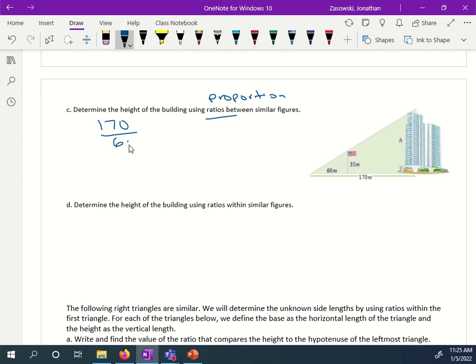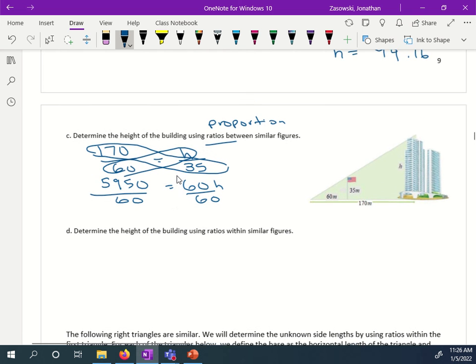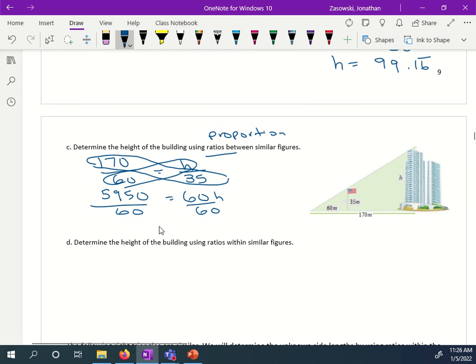170 over 60 equals, now remember, h over 35. So did we pick consistent? Are we doing big over small, big over small? Yes, we're good to go. Now we cross multiply and we're all set. So we get 60h equals, we already know that this is 5,950. We did that math before. Divide by 60 and we're left with, get this guys, 99.16 repeating.